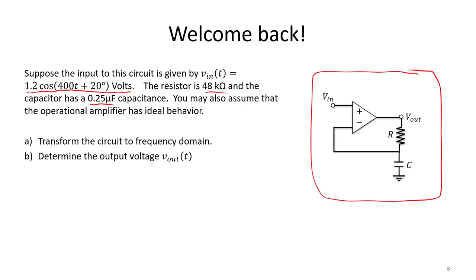So in this question, we're first asked to transform the circuit to frequency domain, and then determine our output voltage, Vout, as a function of time. Let's go ahead and give this example a try. If you'd like, you can try pausing the video and see if you get the same thing as I did.